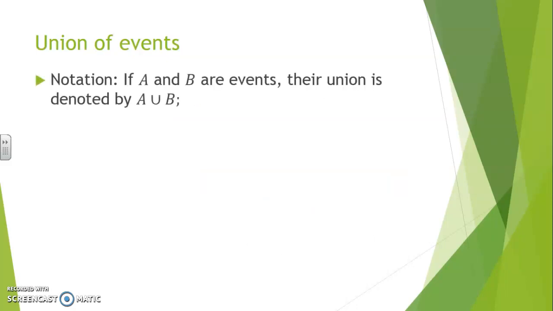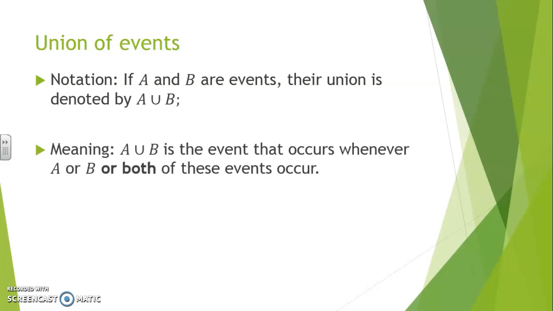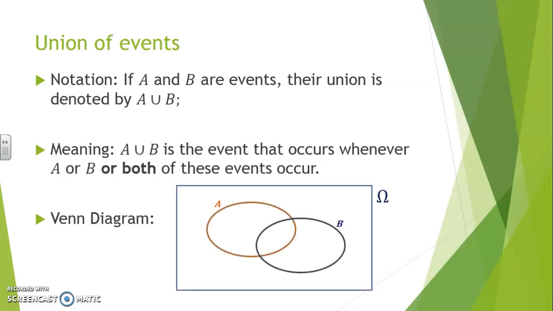The union of events. Now, if A and B are events, their union is denoted by A union B. So the U symbol stands for union. The union of A with B is the event that occurs when A or B or both of the events occur. So in a Venn diagram, again starting with A and B as being events contained in the sample space, we have the union of A with B, which consists of all sample points that are in A, in B, or in their intersection.